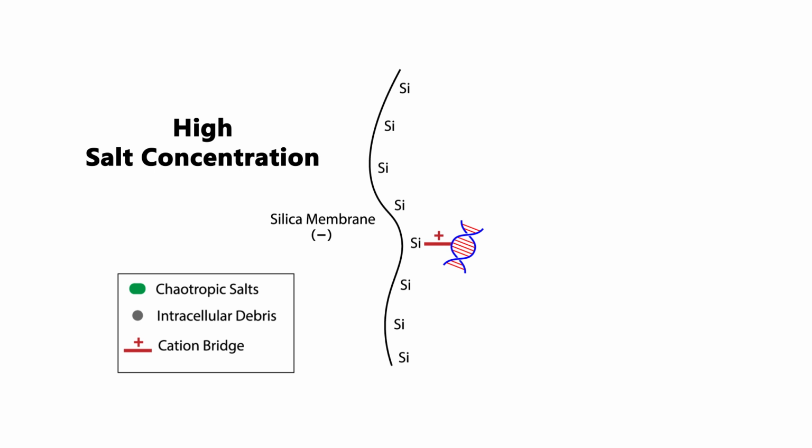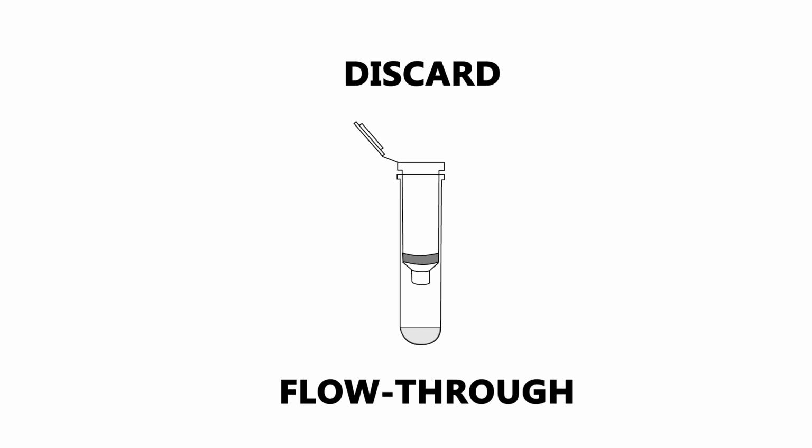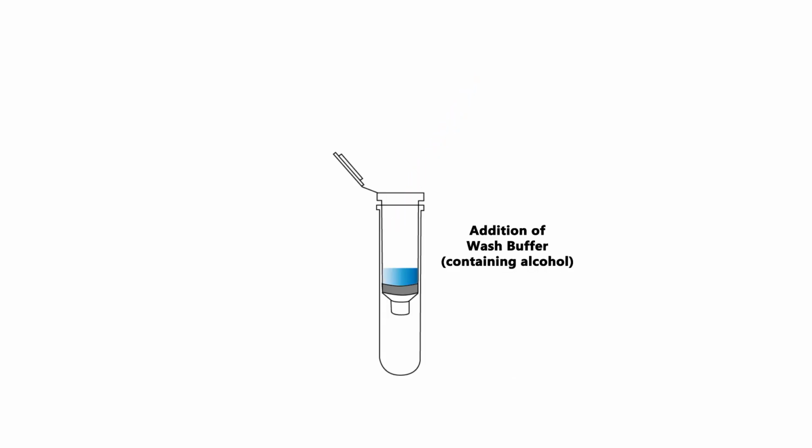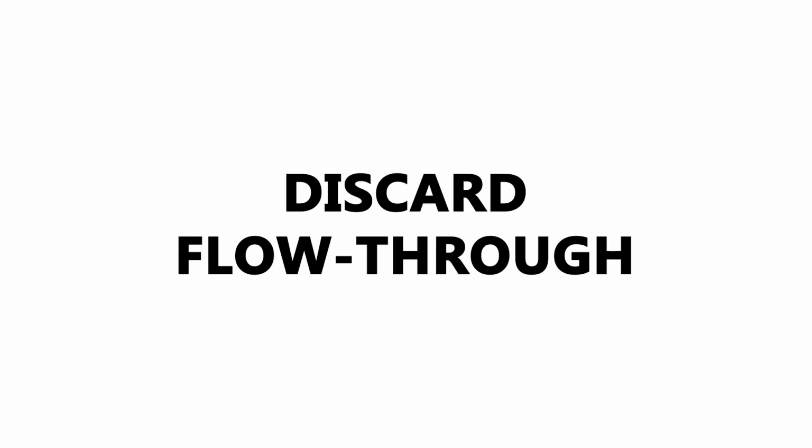Although the surface of the silica membrane and the DNA are both negatively charged, the chaotropic salts will disrupt the hydration shell around all the molecules, forming a cation bridge between them. The flow-through will then be discarded. A washing step containing alcohol is performed to remove proteins and other contaminants that could be trapped in the silica membrane. Centrifuge, then discard the flow-through.